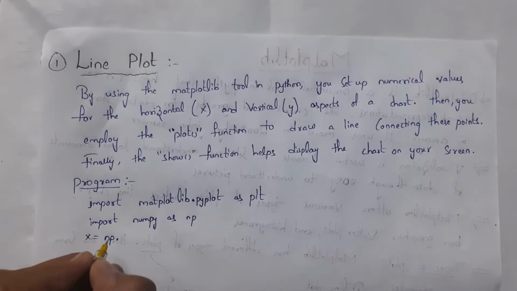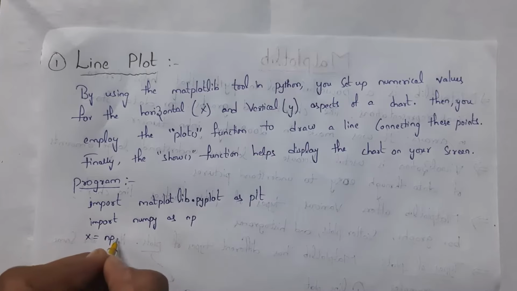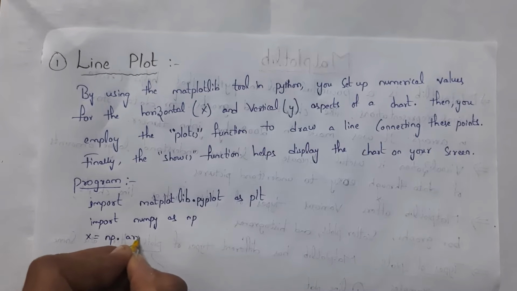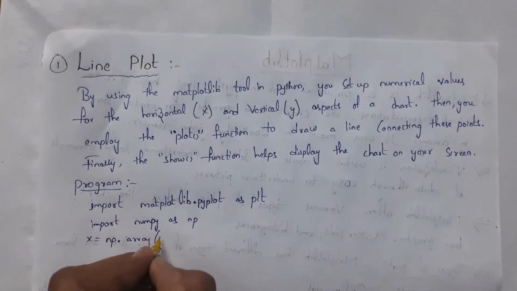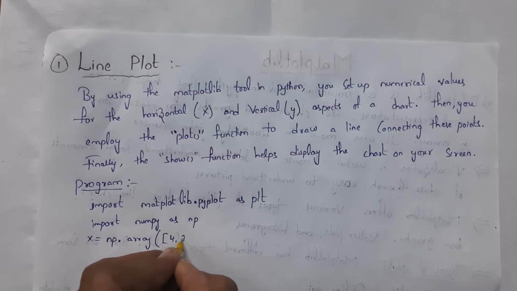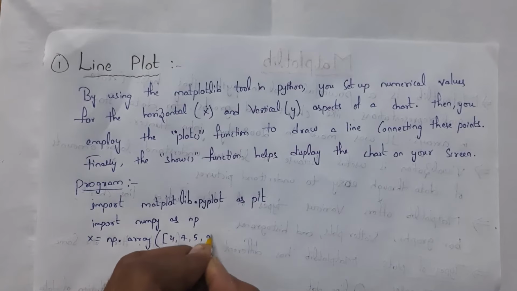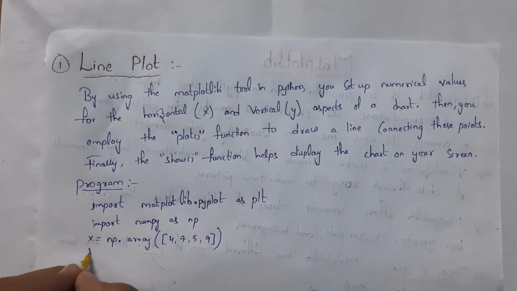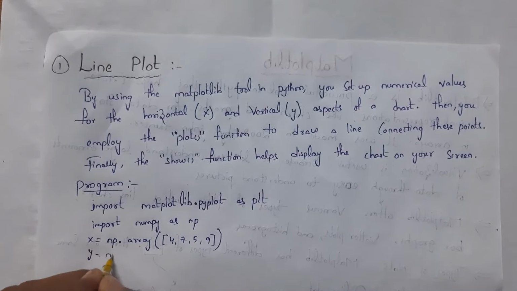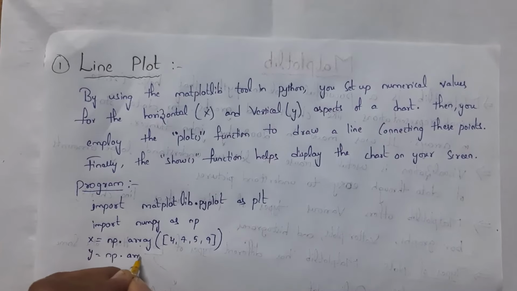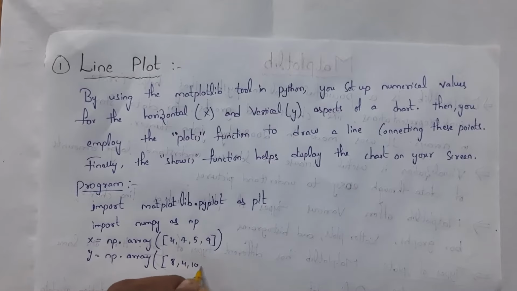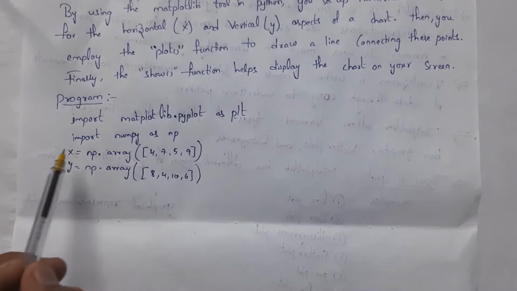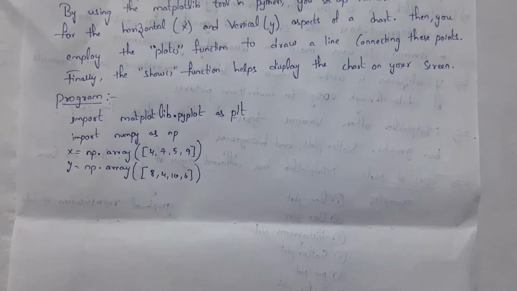So write x equal to np, that is the module name np dot array of. Inside this we can take an array of elements. I will take 4, 7, 5 and 9, close array, and similarly take y equal to np dot array of 8, 4, 10, 6. One array will point to the x axis and the next array will point to the y axis.